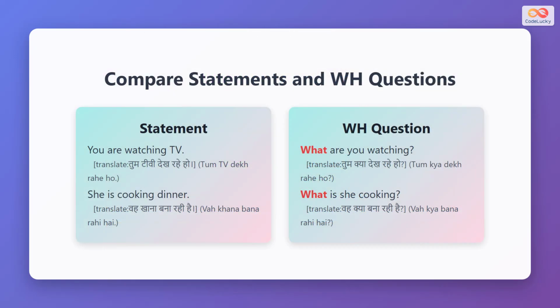It is important to see the small difference between a normal statement and a question. For example, the statement says, "You are watching TV." When we make it a question, we say, "What are you watching?" The helping verb and the WH word move to the beginning. The same happens with "she is cooking dinner." The question becomes, "What is she cooking?"